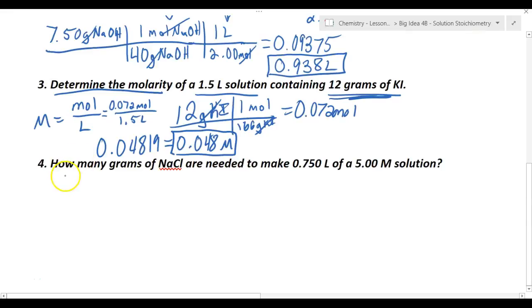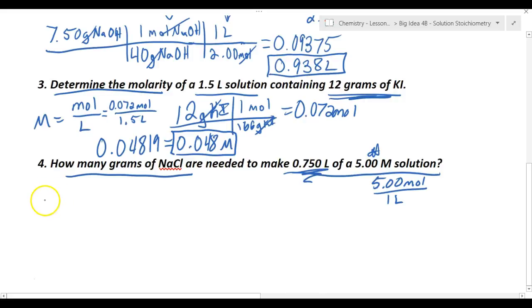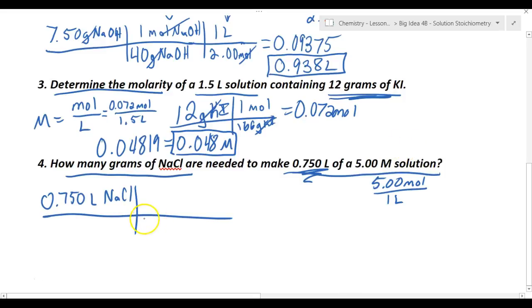And our last one: how many grams of NaCl are needed to make 0.75 liters of a 5 molar solution? Again, whenever you see molarity in a problem, you can think of it as a conversion factor. That's the same thing as 5.00 moles over 1 liter. You start off with the number that's given to you, and that's not your conversion factor. So you want to write down 0.750 liters of NaCl. Now we can convert that into moles using our new conversion factor.